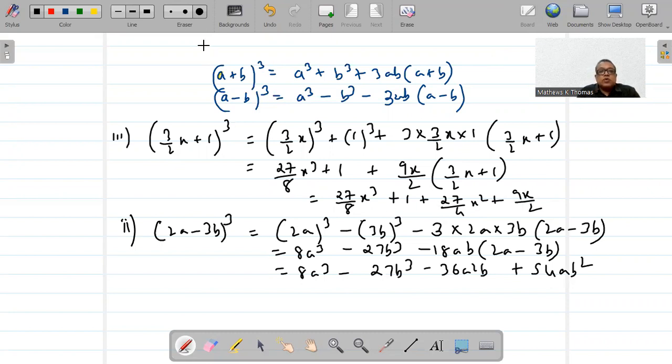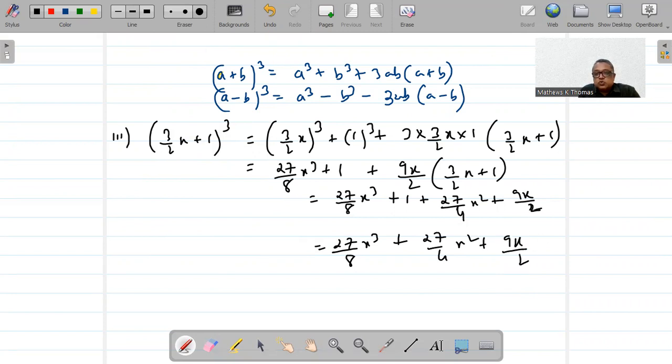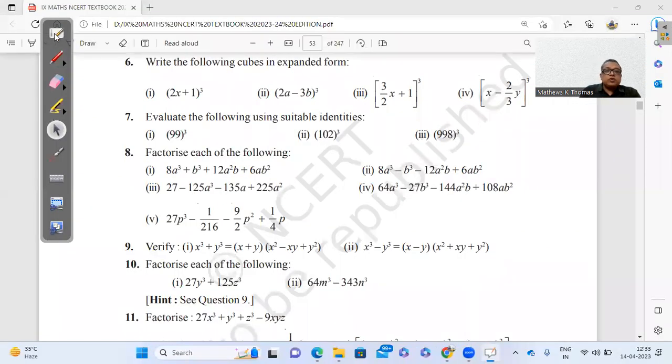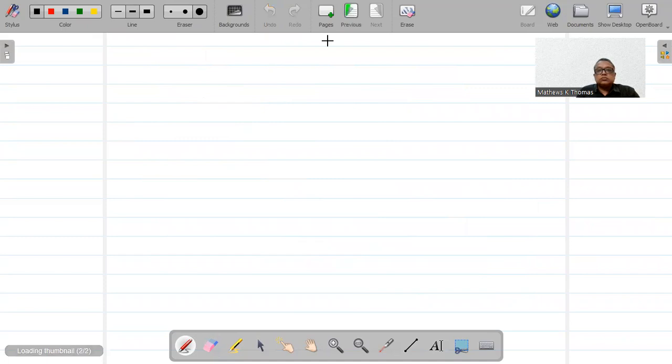So if I want to rewrite it, I can write this as 27 by 8x cube plus 27 by 4x square plus 9x by 2 plus 1. Okay, it's better to write in standard form. Standard form means the highest power of x should be written first, followed by descending order. So x cube, x square, x, and this is without the variable. Then we come to the last part, that is x minus 2 by 3y whole cube. So we have the fourth part.